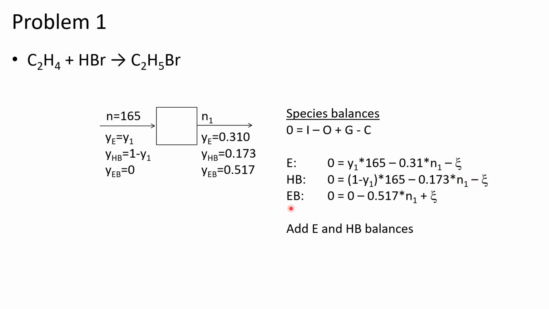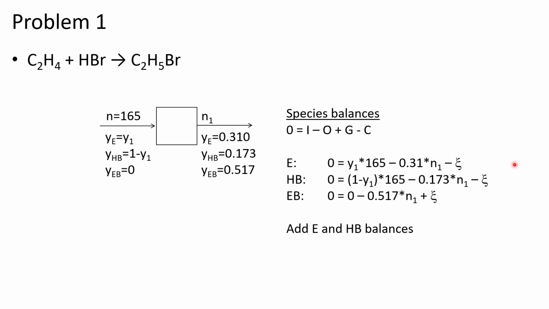Last, we'll look at the ethyl bromide. For the ethyl bromide, we're going to say 0 is equal to what comes in. There's no ethyl bromide in the inlet. We'll subtract off what comes out. Once again, it's the fraction from below, which is 0.517, times the amount above, which is N1. So I have 0 minus 0.517 times N1. And then we'll add the generation minus consumption term, which from the previous slide we know is a plus Xi.